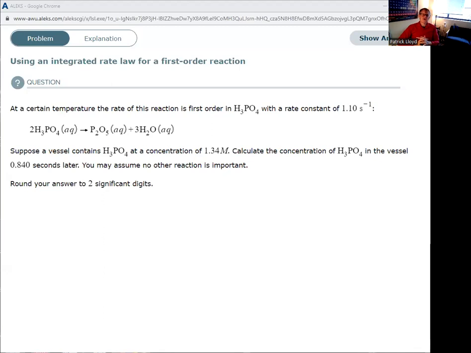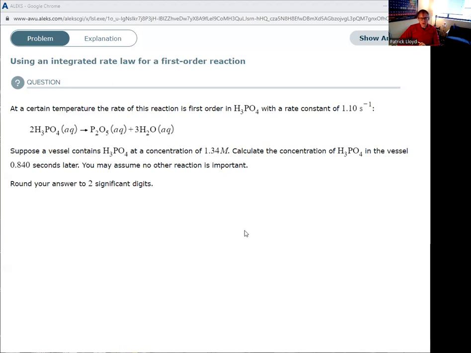Okay. In this problem, we're using an integrated rate law for a first order reaction. These are the integrated rate laws for section 3. At a certain temperature, the rate of this reaction is first order in H3PO4, that's phosphoric acid, with a rate constant of 1.10 reciprocal seconds, 1/seconds. The balanced equation is given.